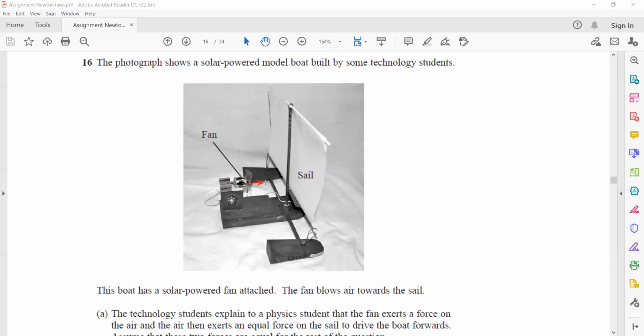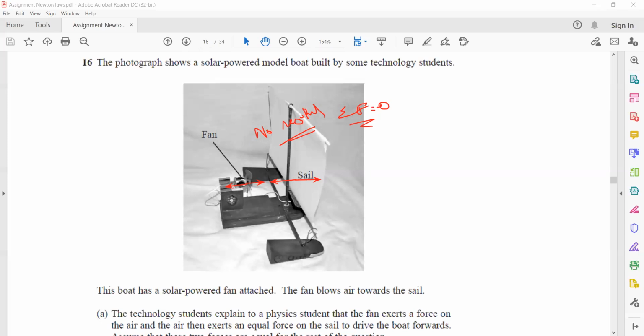So the force of the fan on the air matches with the force of air on the fan. And same thing, the force exerted by the air on the sail matches with the force exerted by the sail on the air. So you can clearly see there is no resultant. So if the resultant force is zero, if the object is initially stationary, it will remain at rest.